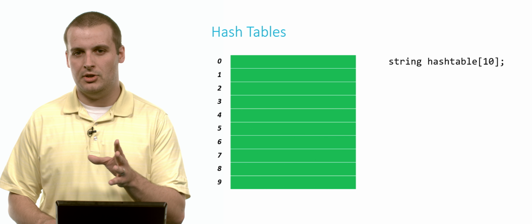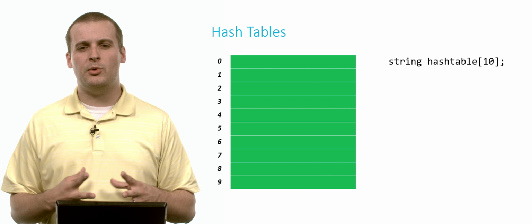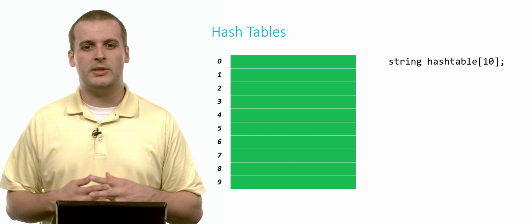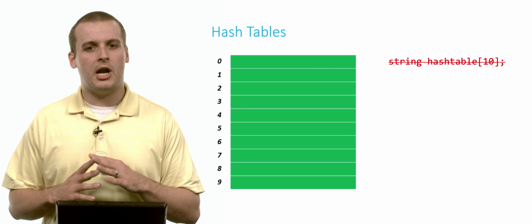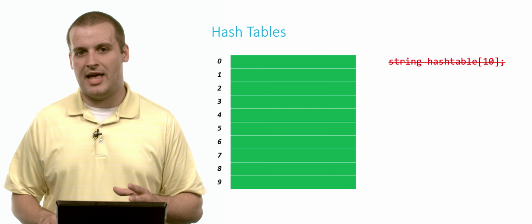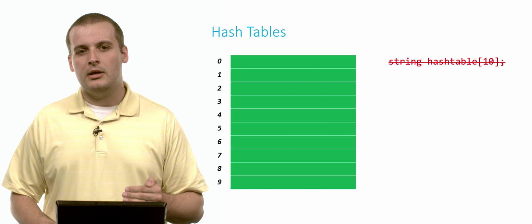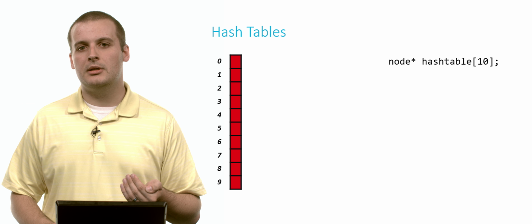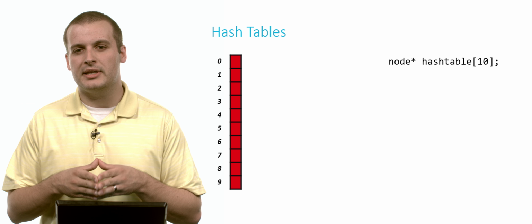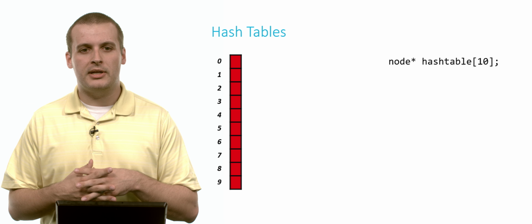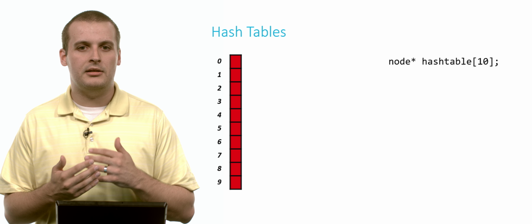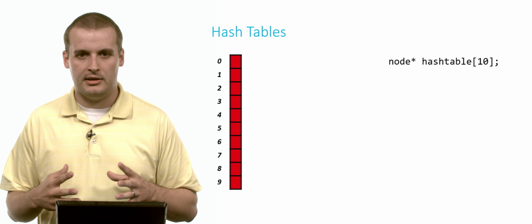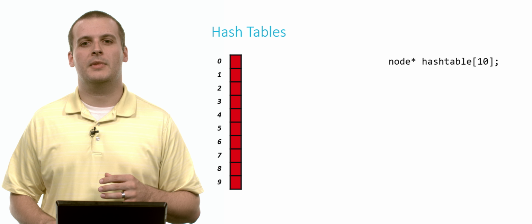Let's see how this might actually look, though. So this was the hash table we had before. We declared a hash table that was capable of storing 10 strings. Well, we're not going to do that anymore. We already know the limitations of that method. Now, our hash table is going to be an array of 10 nodes, pointers to heads of linked lists. And right now, it's null. Each one of those 10 pointers is null. There's nothing in our hash table right now.